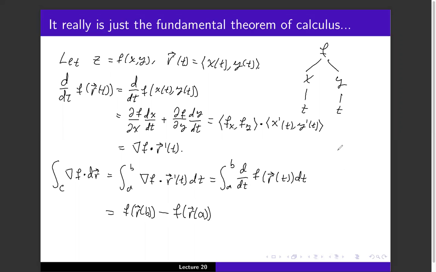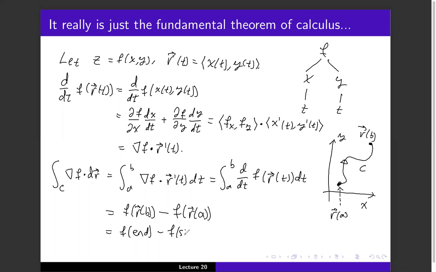And if you're working in the xy plane, and let's say here's your curve C, and over here we have r(a), and over here we have r(b), and that's the direction we're going in along that curve. Well, really, that's just the same thing as f of the ending point minus f of the starting point. And that's pretty much all there really is to it.